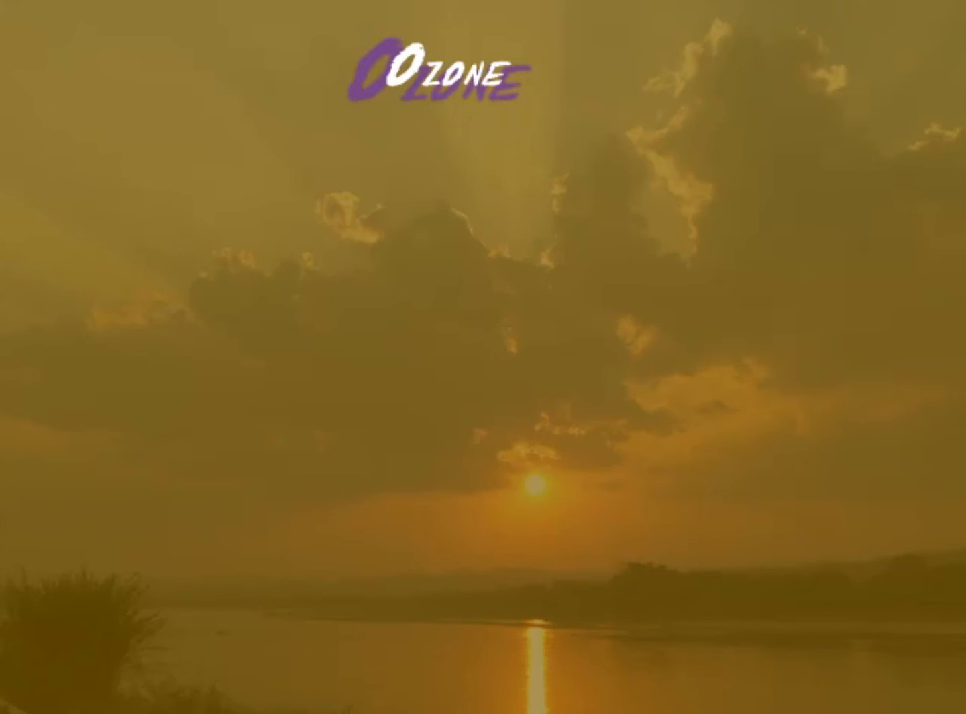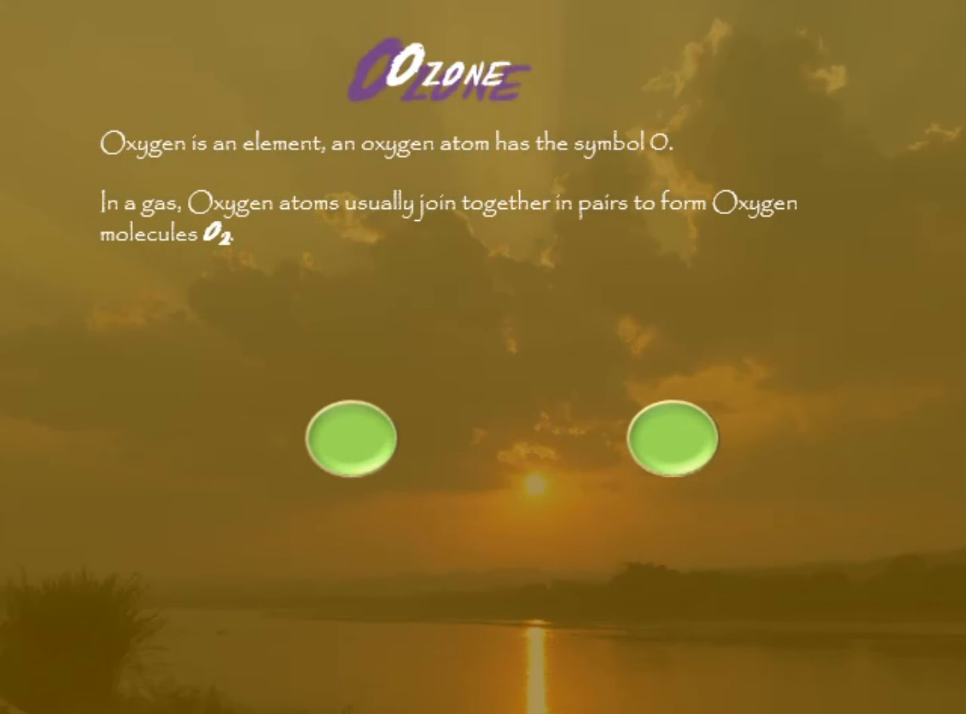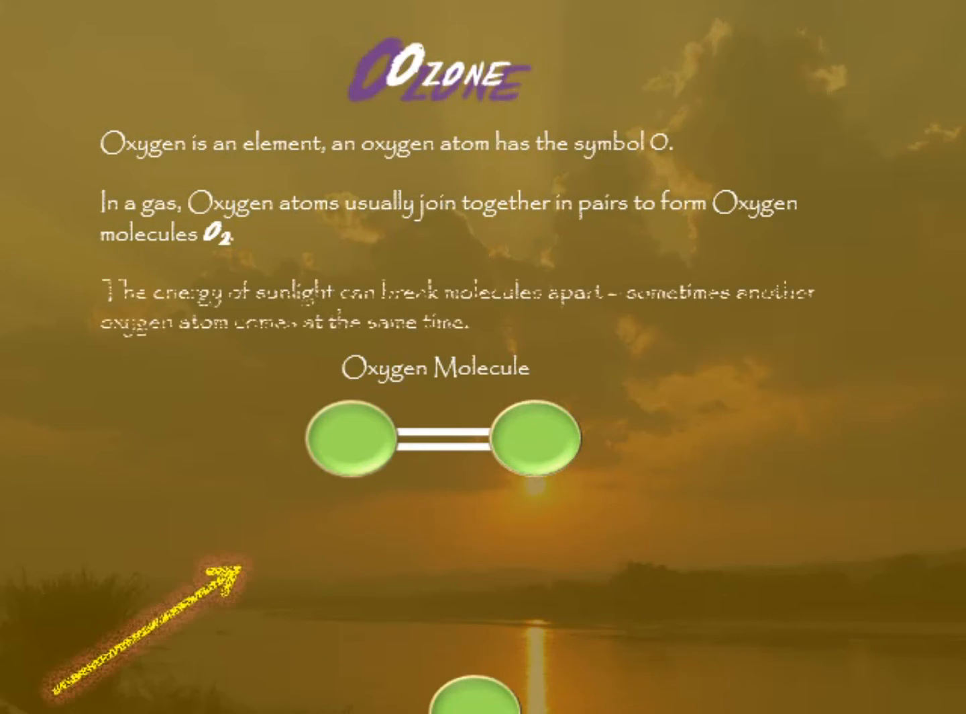Another word or gas you will no doubt have heard of is ozone. It's a molecule of oxygen. So oxygen is an element. It has the symbol O. That is an oxygen atom. And here's an oxygen atom wandering around on its own. So we start off with the single unit of oxygen, an oxygen atom, but in a gas, oxygen atoms usually join together in pairs to form oxygen molecules, which we call O2. No doubt you've heard of that.